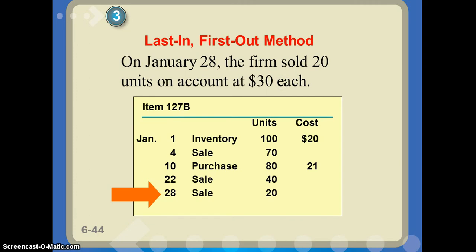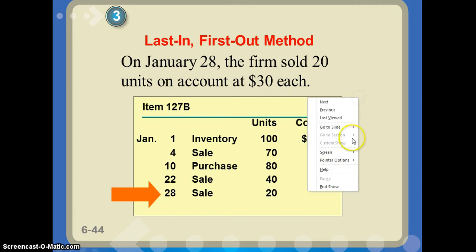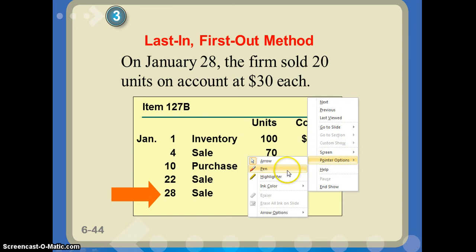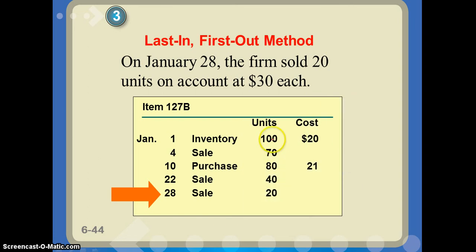We're going to have another sale. I'm going to go ahead and record again, which you should have on your sheet already. 100 units, we sold 70. That left us 30 here. Our next sale was 40, but last in, first out. Last purchase was the 80 one, so that leaves us with 40 at $21. We're selling another 20. Is that going to be at a cost of $20 or $21?